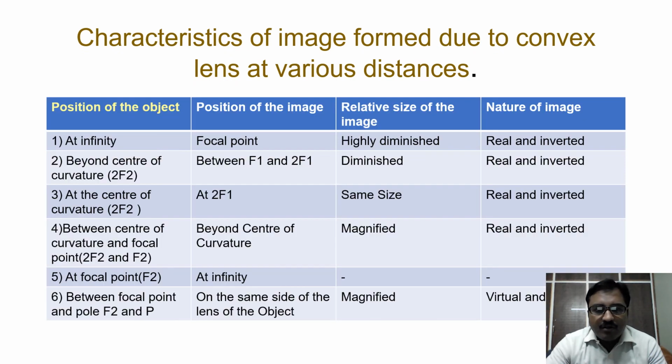Now we can place all the things in a tabular form. Already we have gone through all these positions of the object before the convex lens, and here are the position of the image and the characteristics. This is a very important question. Definitely you will have one or two questions from this topic in the paper. They may be 2 mark questions or 1 mark questions or half-mark questions, whatever, but it is very important. So you have to go through it.